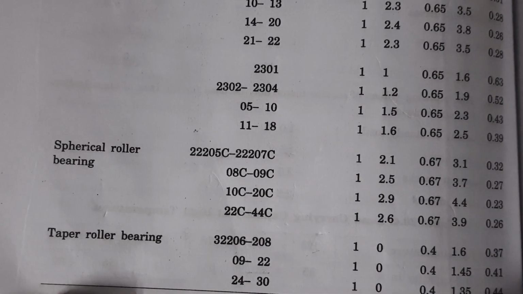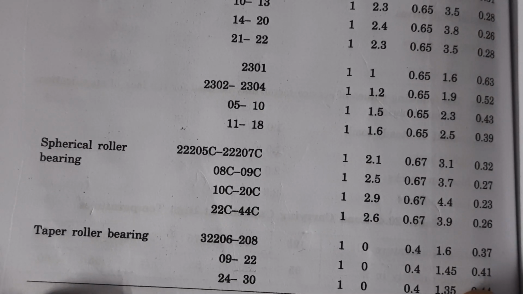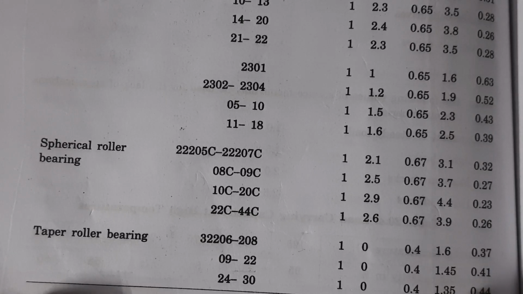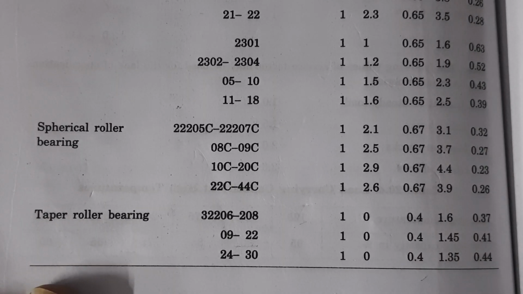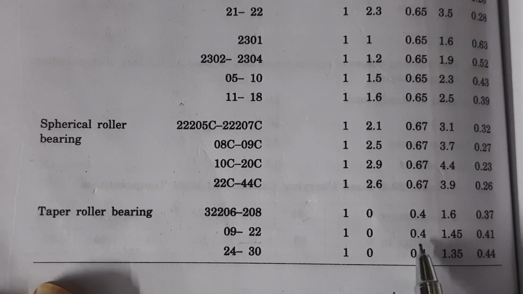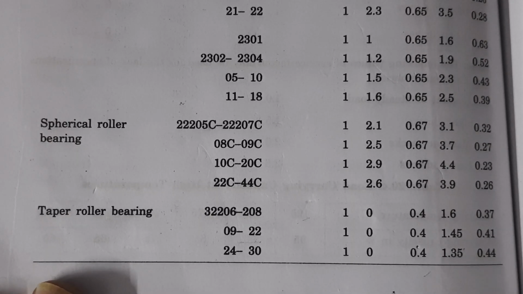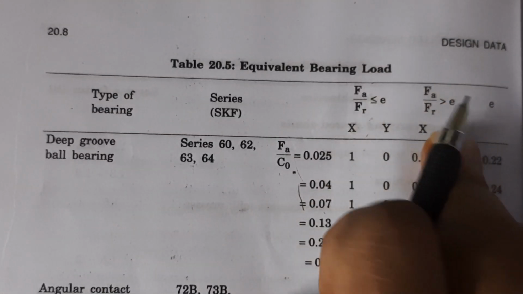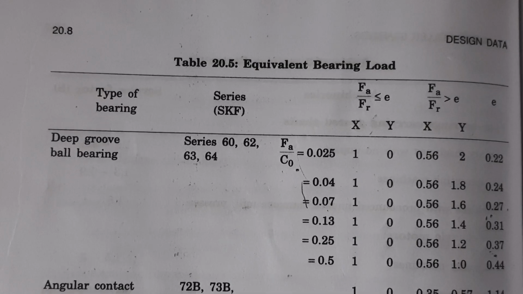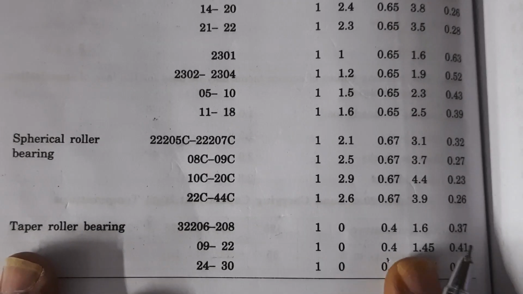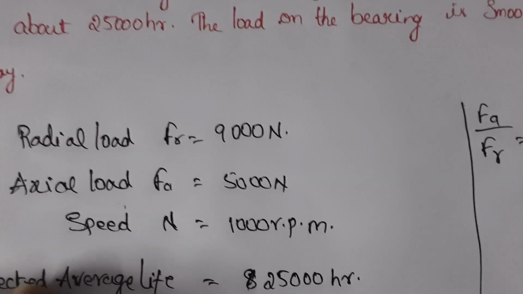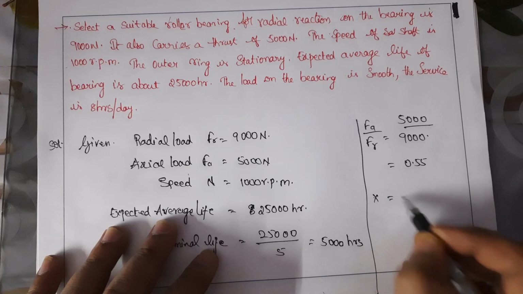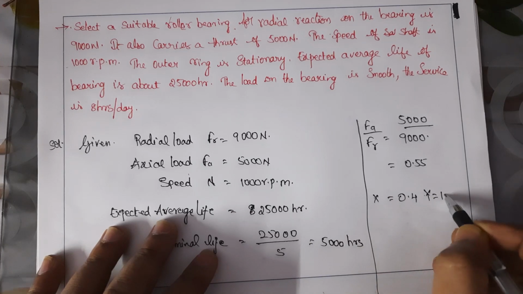The value that I have got is greater than the E value. The E value here is 0.41, and I have got 0.55. If we get FA by FR value greater than E, we have to select these rows, these two conditions, X and Y. So the X value is 0.4, and the Y value is 1.45.